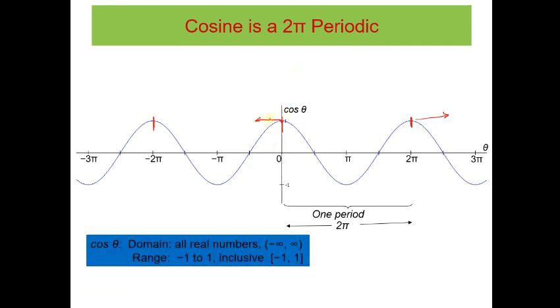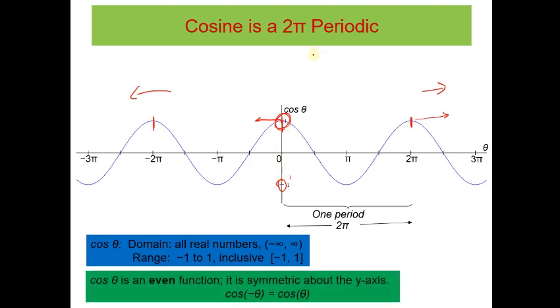So the domain will be all real numbers, from -infinity to +infinity, right? So that's the domain. And then the range is from -1 to what? From -1 to 1 inclusive. So that's the range.